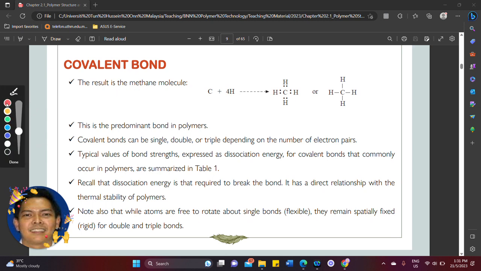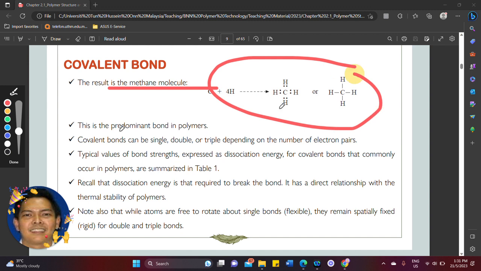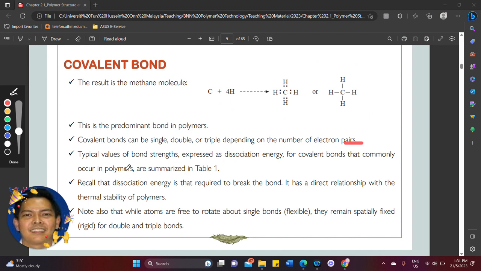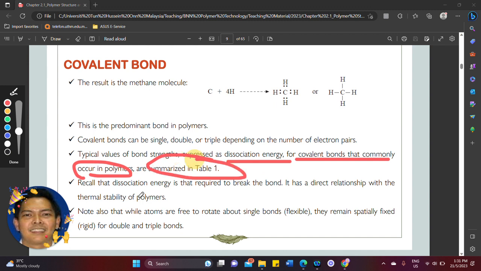The result is a methane molecule. This is the predominant bond in polymers. Covalent bonds can be single, double, or triple, depending on the number of electron pairs. Typical values of bond strength, expressed as dissociation energy, for covalent bonds that commonly occur in polymers are summarized in Table 1 in the next slide.